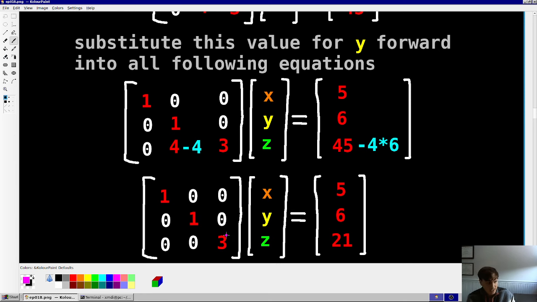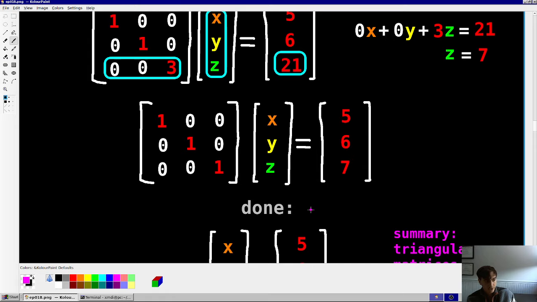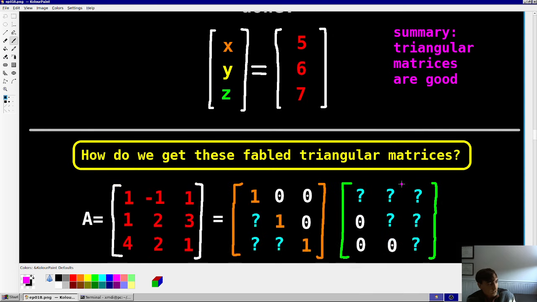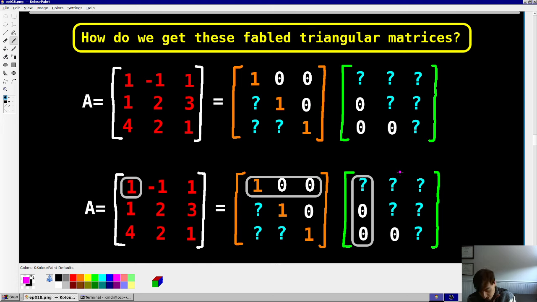At this point, now z is trivial to solve for because you can take this row times this column. Obviously, z is 7. And now you're done. So you can see very, very simple math, simple algorithm can be implemented to solve a triangular system, both lower triangular and, as you could imagine, upper triangular as well. So in summary, triangular matrices are very good.